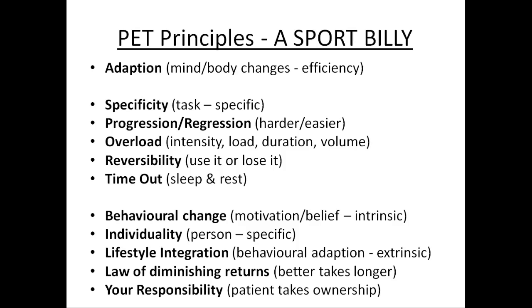So we've got the first one, which is A for adaptation. Here's where the body and the mind will change in terms of their efficiency. We've got specificity, so the movement or the exercise must be task specific. Progressions and regressions, making it harder or easier. The principle of overload, including intensity, load, duration, volume and rest. The law of reversibility, if you don't use it, you lose it. Taking time out, which is sleep and rest. And then behavioral change, which is your motivation, your intrinsic motivation, which is based on your belief system.